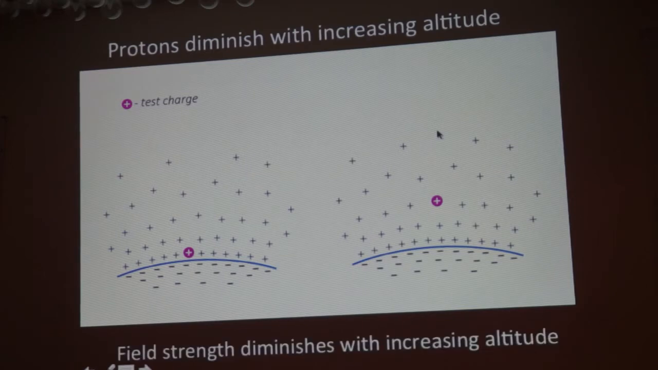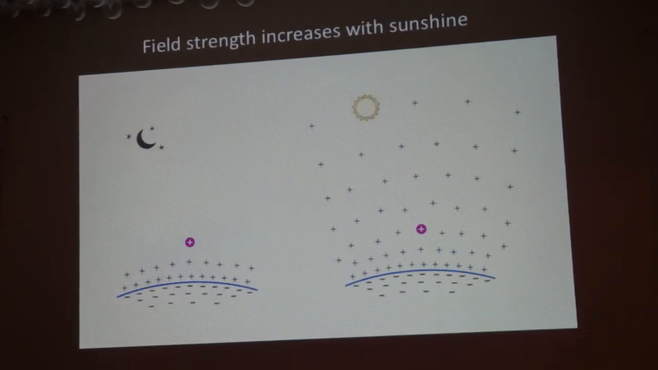Okay. The next point is that the field strength diminishes with increasing altitude. Now here's the important one, and more important, is that the field strength increases with sunshine. So why is that? Well, this is nighttime. There's not much evaporation at nighttime because there's no sunlight, and so all the charges should be, I'll show you the evidence, kind of down here.